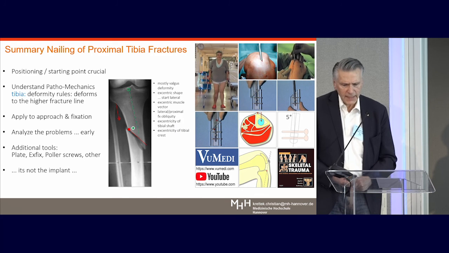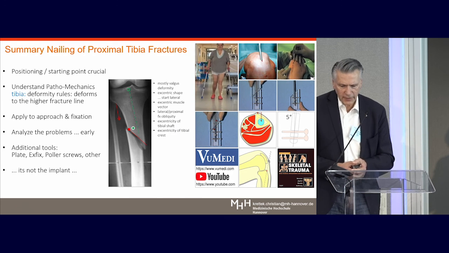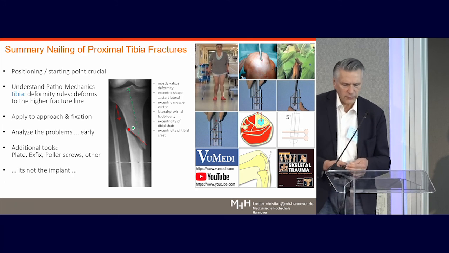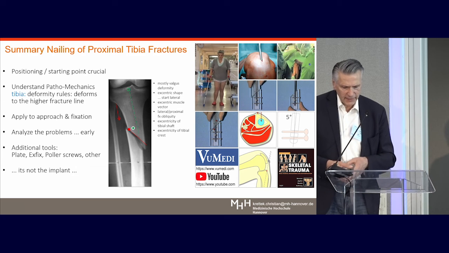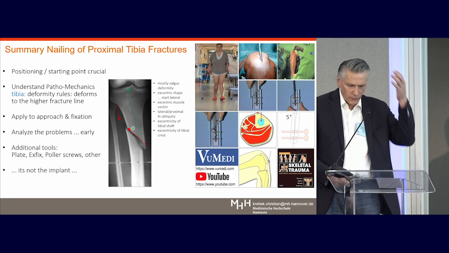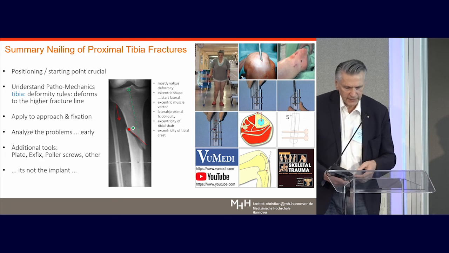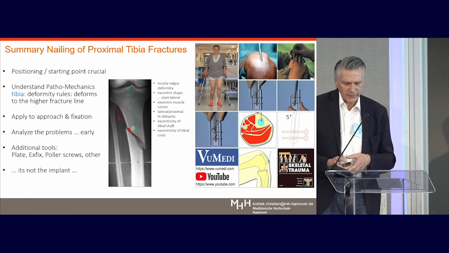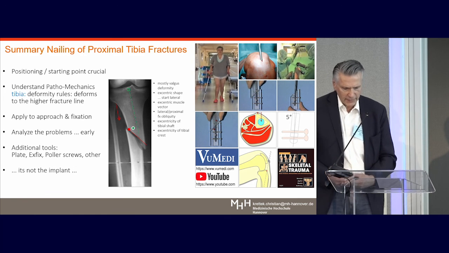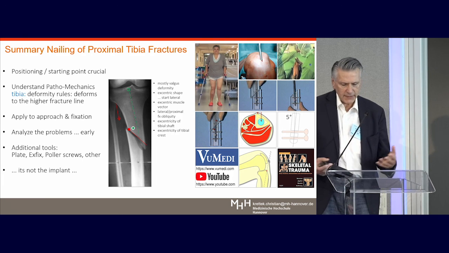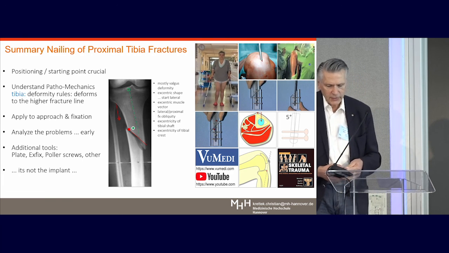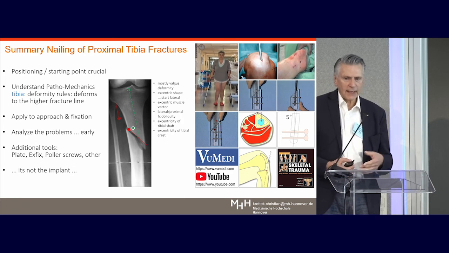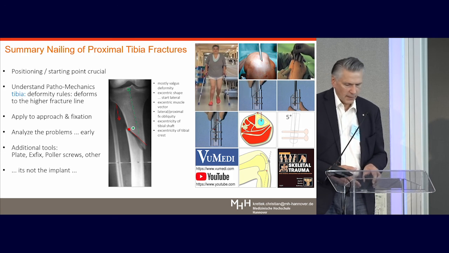So let me summarize. Nailing of proximal tibial fracture, always a challenge. Positioning and starting point, always crucial. Understand the pathomechanics of the tibia, the deformity rules. It deforms to the higher side of the fracture line. Apply to approach and fixation, and analyze the problems early rather than late. Additional tools can be plate, X-fix, polar screws, and other things. And usually it's not the nail which is a bad boy. It's a lack of planning if we are facing non-optimal results.